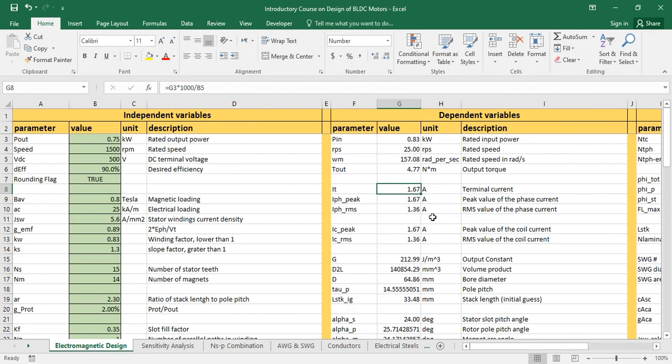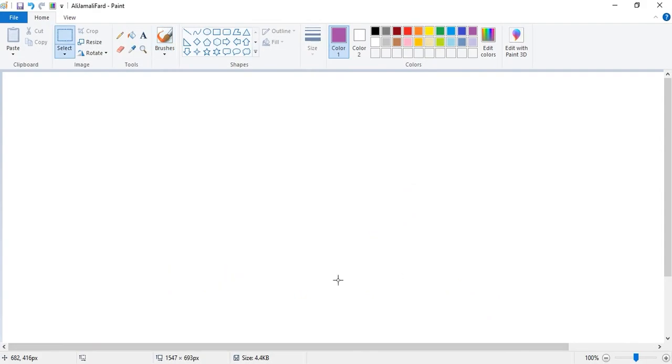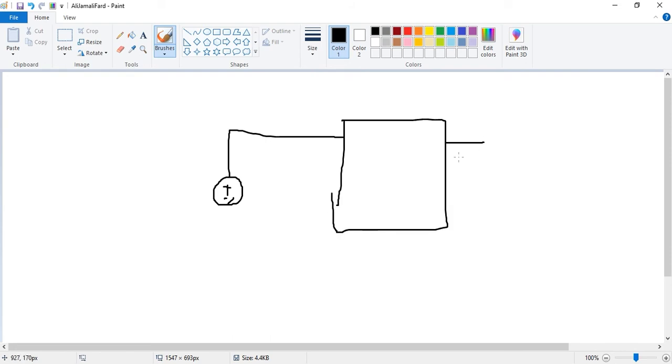I didn't consider a filter capacitor or any power electronic methods that remove the ripple in the supply current. I just considered an ideal voltage source here, an inverter, and the motor. These are three phases of the motor. So this is terminal current IT.